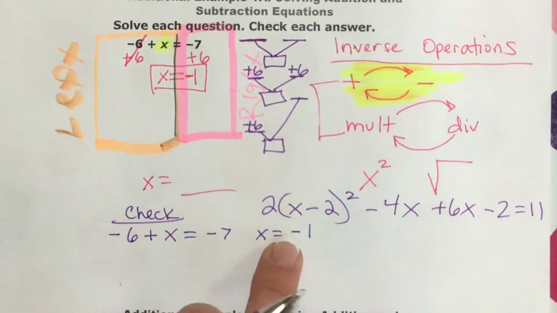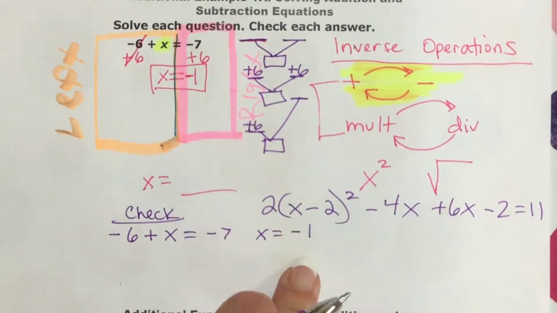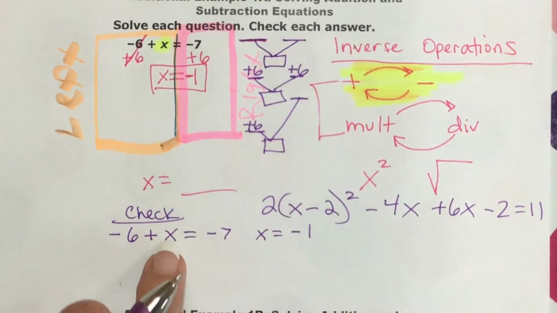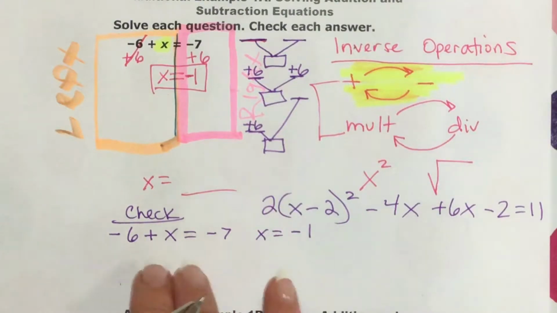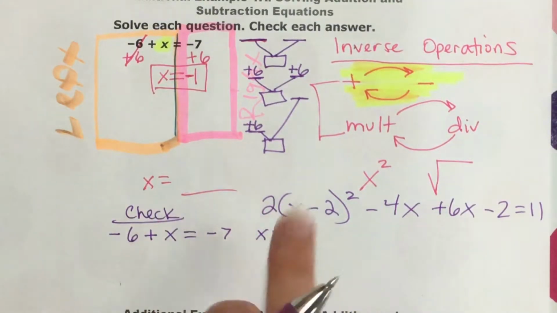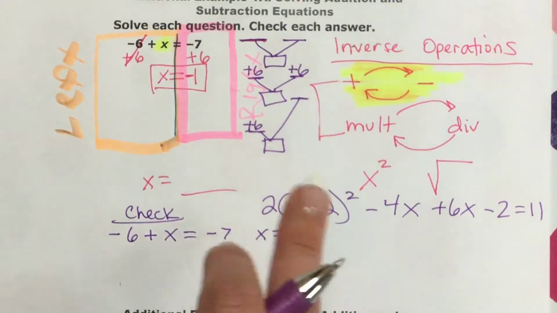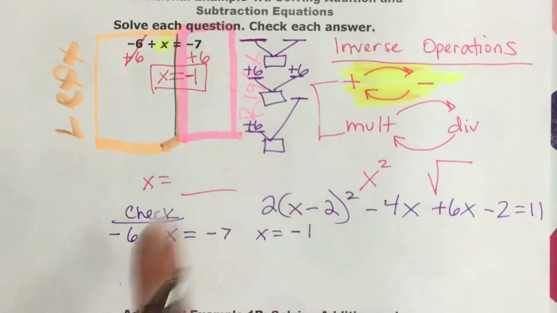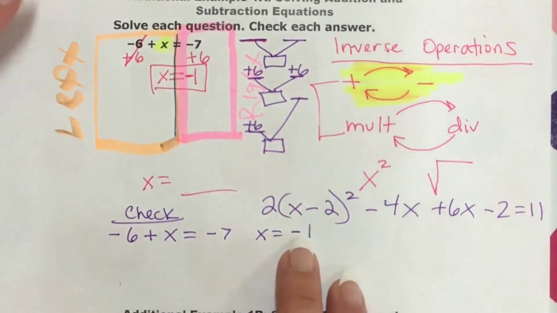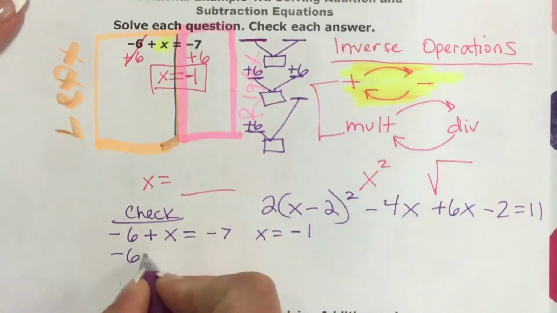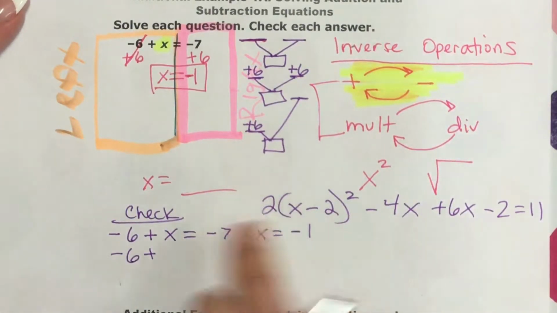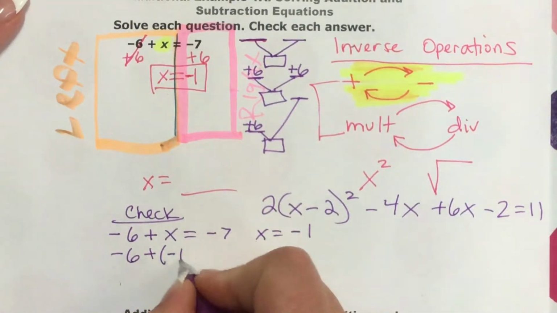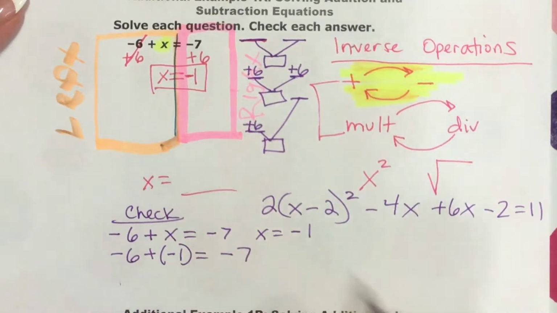Now, if we found the right answer, you should be able to put negative 1 here for x, and you should get the same number. If you get the same number, that means the answer that you found is correct. If you get two different answers, then whatever you put in for x is not the right answer. So let's go ahead and stick it in. So we have negative 6 plus, I'm sticking in a negative number for a variable, so I need to put it in parentheses, equals negative 7.